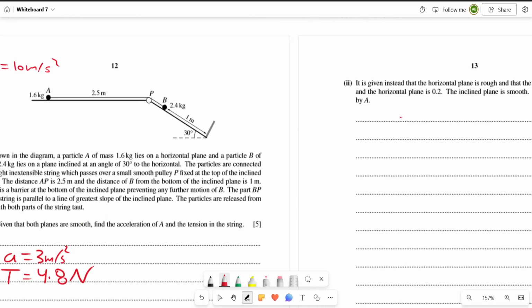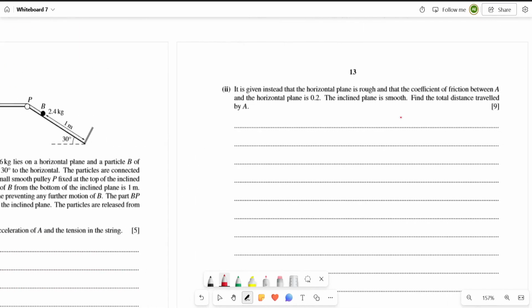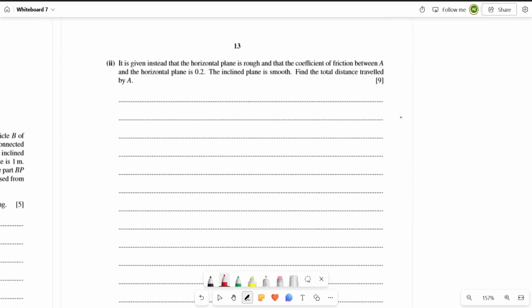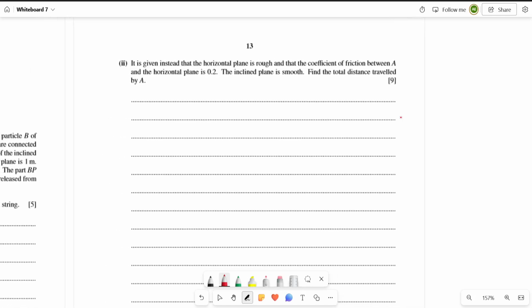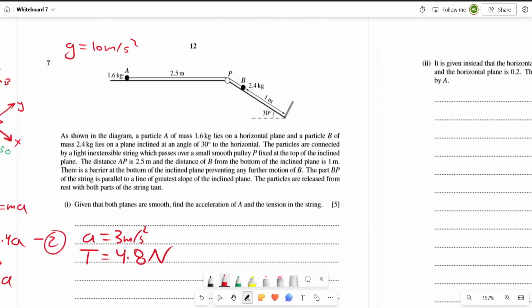Okay, let's move to part (b)(i) and see what it's about. So it's given instead that the horizontal plane is now rough. So now I know that the horizontal part, this part, is now rough. So I can know that there will be friction in that part.